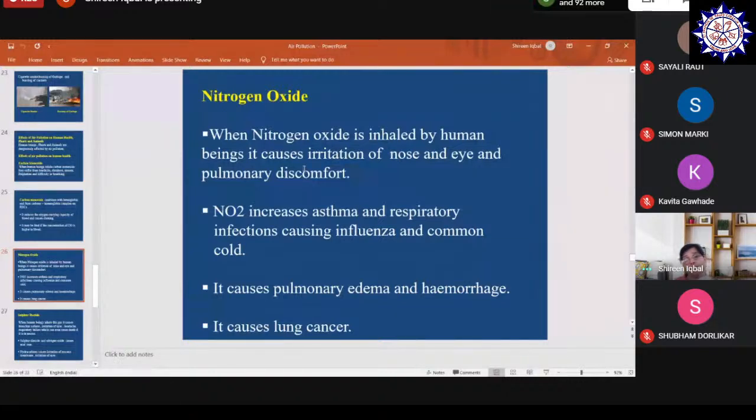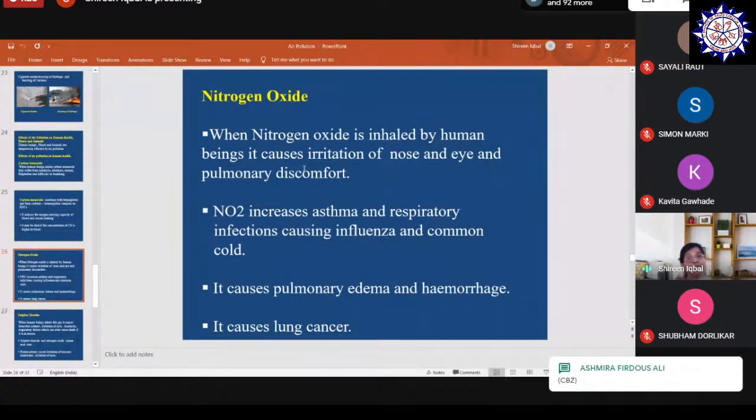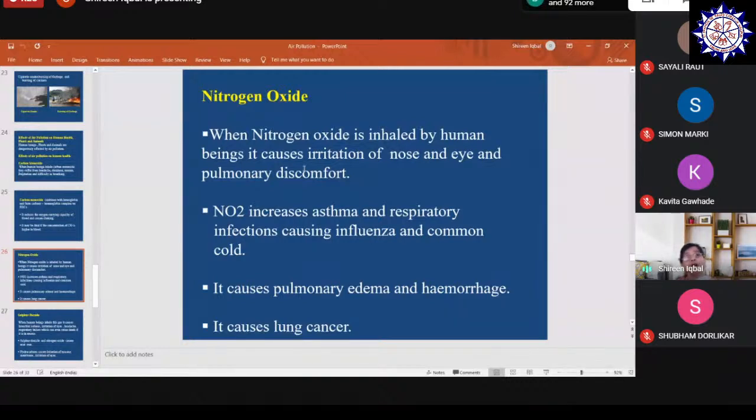Nitrogen oxide, when this harmful or poisonous gas is inhaled by human beings, it causes irritation. I have already told you in the beginning. It causes irritation of the nose, the eyes become reddish, and it severely affects the pulmonary tract or pulmonary system. It also increases asthma. It also causes influenza and common cough and cold. उससे ये जो खांसी सर्दी है वो भी होने की possibility होती है.